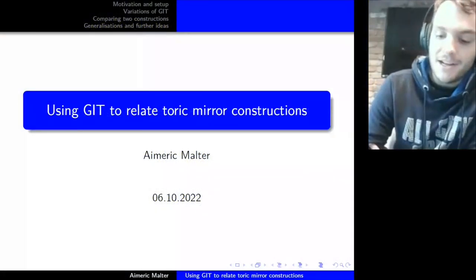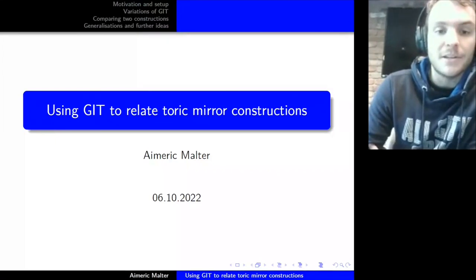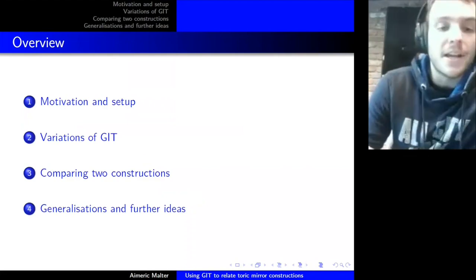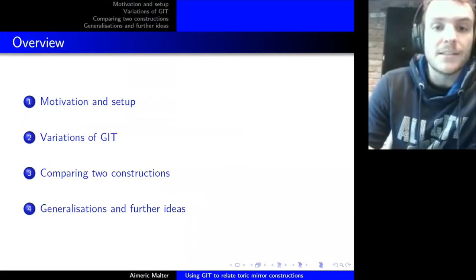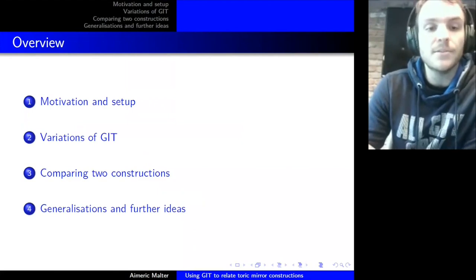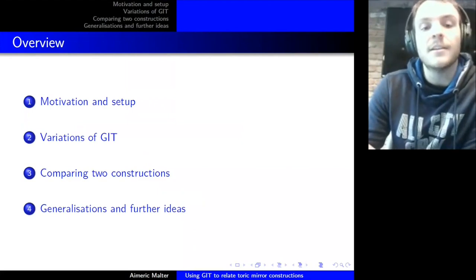Hello. As Olivia said, I'll be talking about how to use GIT to relate toric mirror constructions, which is a slightly different title than I had originally planned, but I decided to slightly pivot my message. So first, I'm going to motivate the problem and set it up a little bit. Then I'm going to talk about the methods I use, so variations of GIT.